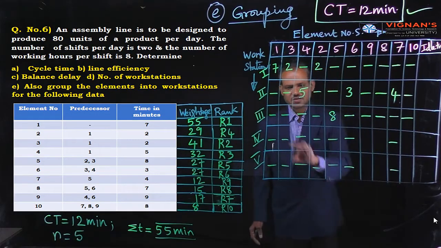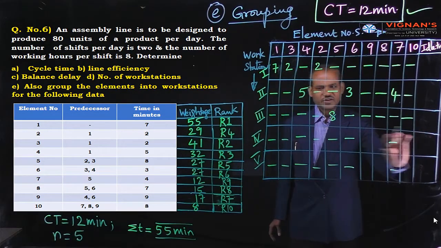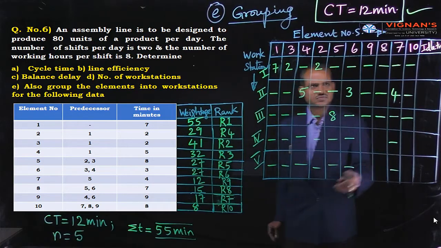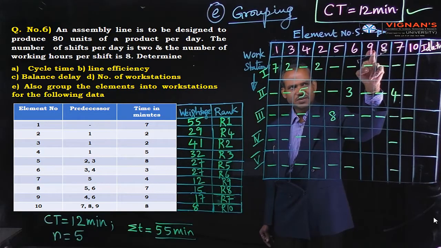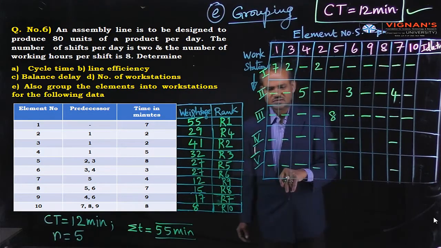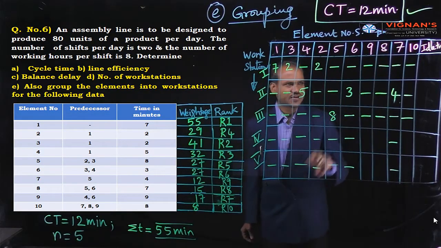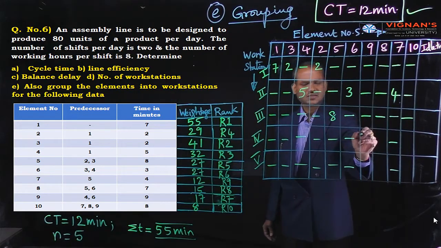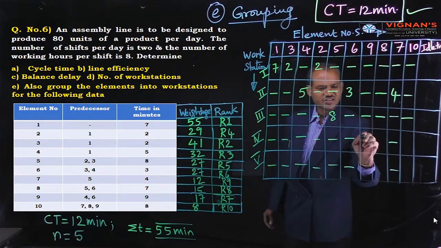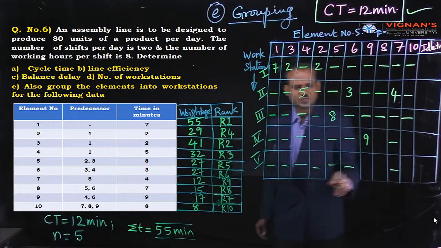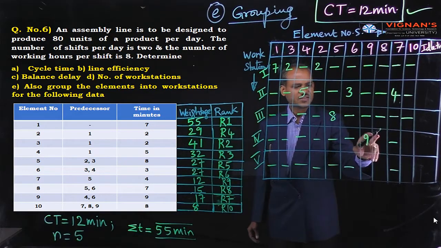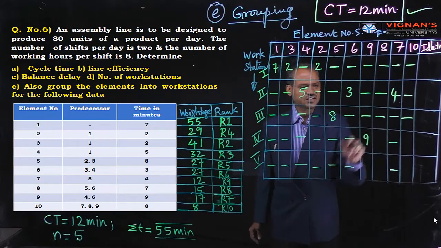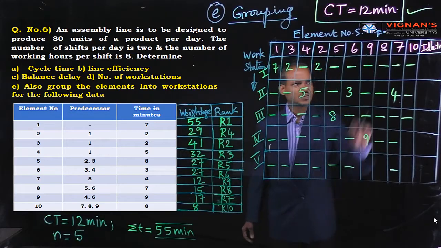Next, consider workstation number 4. Observe the element number 9 timing. Its time is 9, which is less than 12 minutes. Therefore, assign. Next, move to element number 8. What is this element time? 7. 9 plus 7, 16. Don't assign.